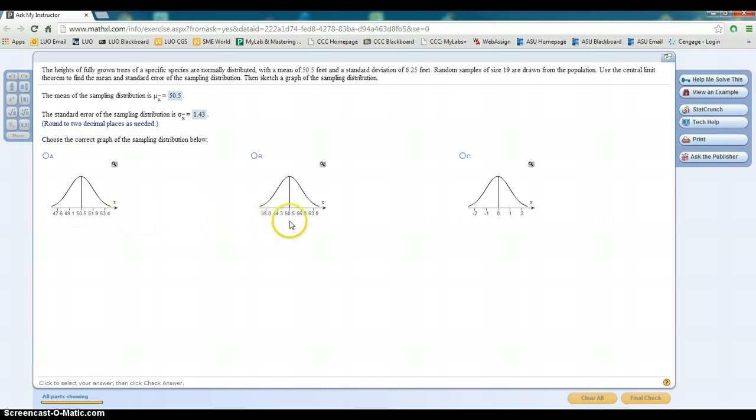If we come over here and look at this second one, we'll see that they actually use the standard deviation from the population, which was 6.25. That's not what we want. We want the graph for the sampling distribution, which is going to be graph A. We'll left-click final check, and we're done with that.